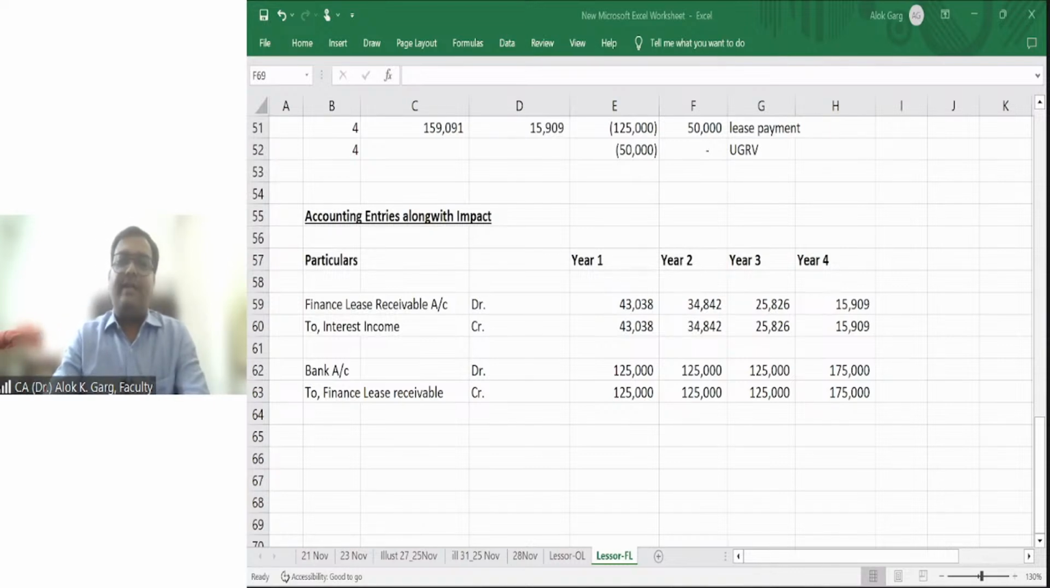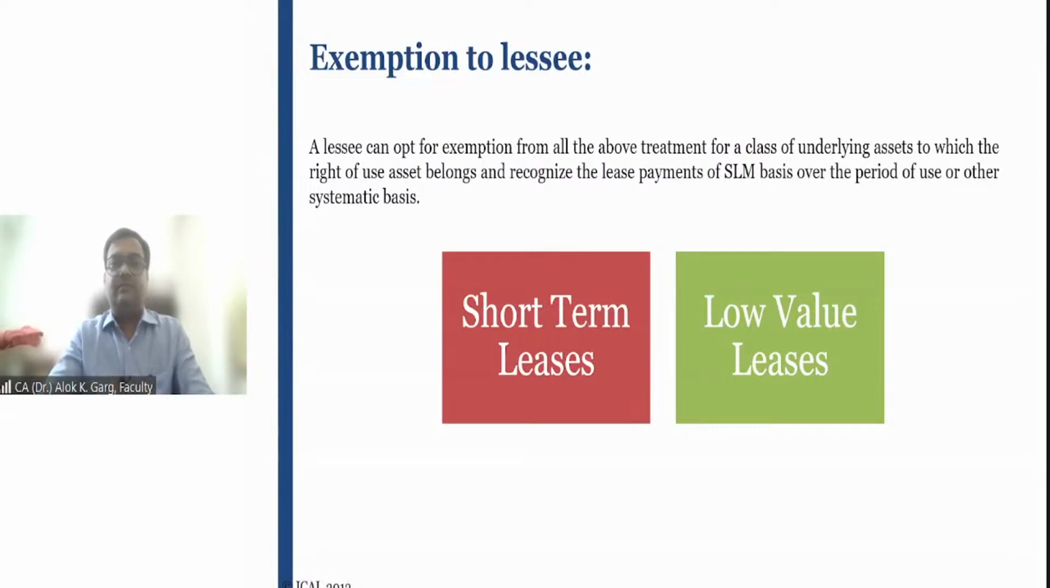Okay. And now let's go back to one of the new concepts, which is exemption. Exemption to the lease accounting in the books of the lessee. What are the exemptions which are given? Let me take you to the exemption to the lease accounting in the books of the lessee.